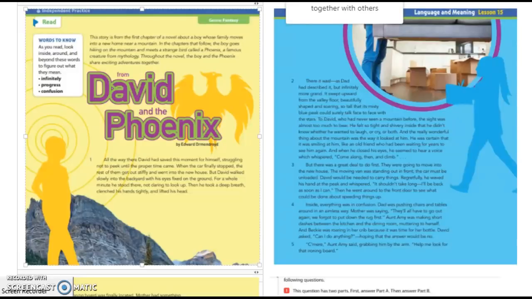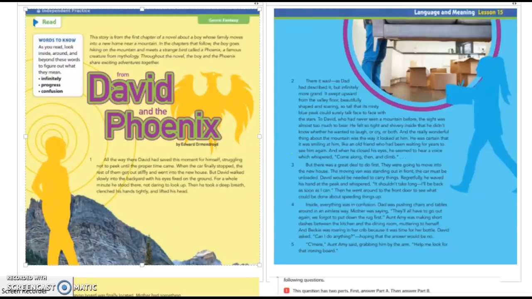Today you are going to read a chapter from the novel David and the Phoenix. Before we read this together, I would like you to go back to the front of your packet and look at the 3 different types of figurative language that we learned about this week.